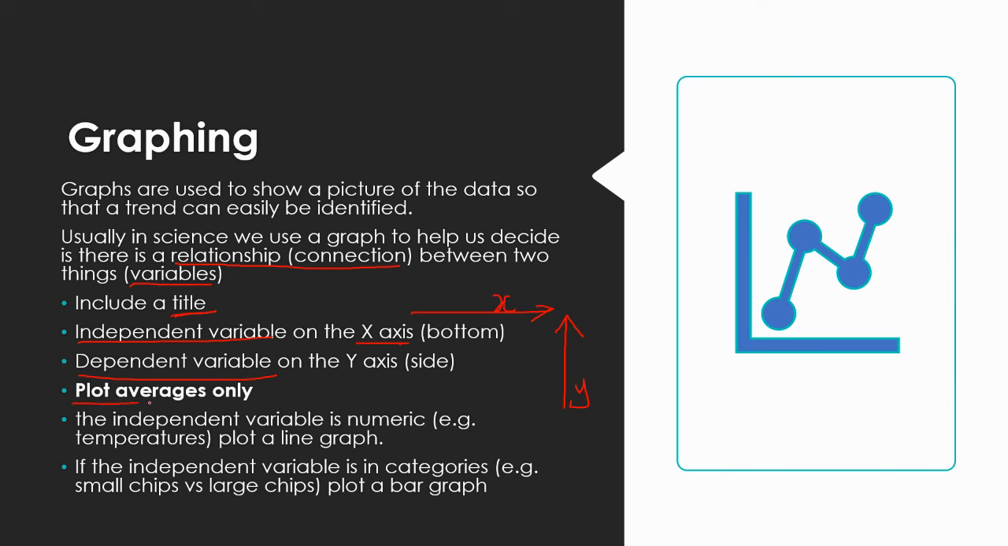Then you plot the averages. Because we've taken the averages, we don't need to worry about the others now. We just plot the independent variable versus the averages. And if it's numeric, then we can do a line graph. But if we've got categories, then we do a bar graph. All right, so we need to practice our graphing skills, doing scales, plotting values.